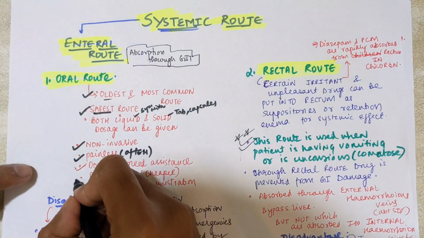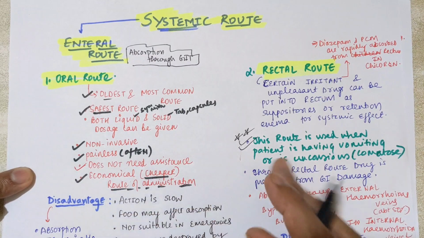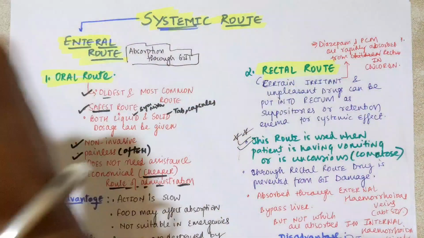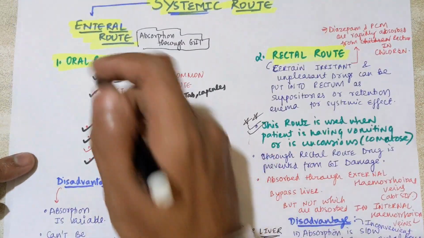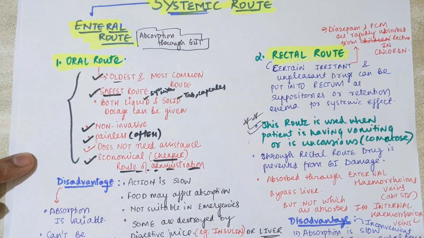And economically, it is a cheaper route of administration, because the medicines given orally are very cheap as compared to injections. Clear? So these are the basic advantages, or points related to the oral route.